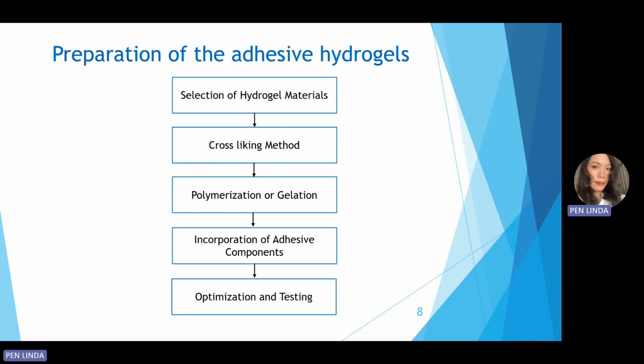After that, optimizing and testing. Optimize the formulation and composition of the hydrogel adhesive through experimentation. Then test the adhesive properties such as adhesion, strength, stability, biocompatibility, and so on.